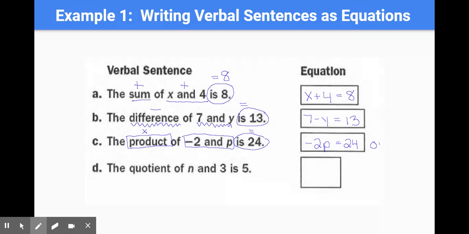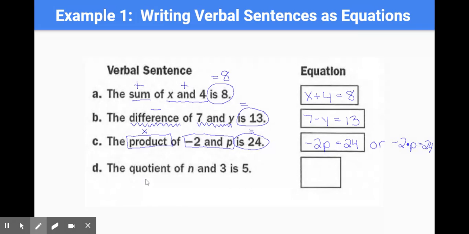You could also write this equation as negative 2 times p using a dot, equals 24. So we're okay with the dot. We're okay if you just drop it altogether, but do not use an x.